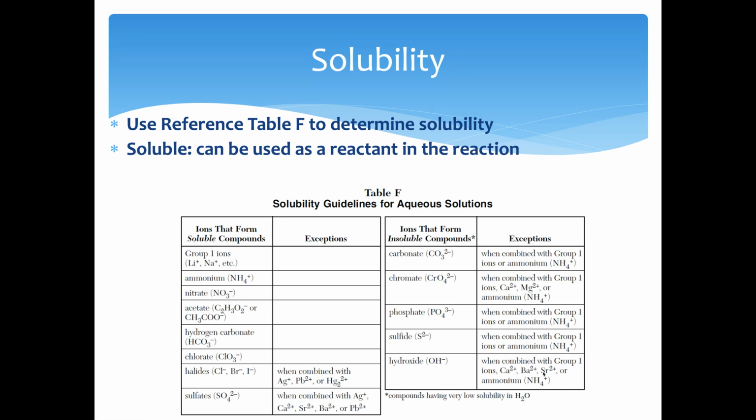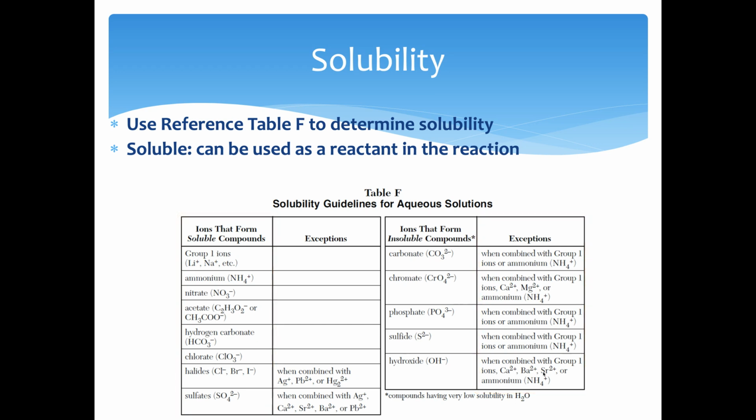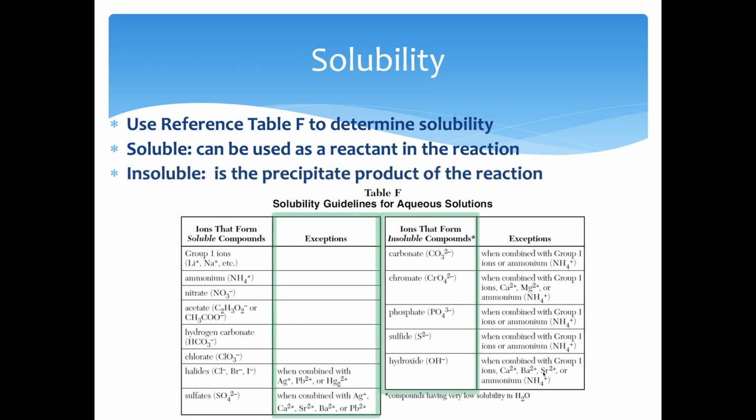If it's soluble, you can use it as a reactant in the reaction. So any of these can be used as reactants. If it's insoluble, then it's the precipitate product of the reaction. So let's see what that means.